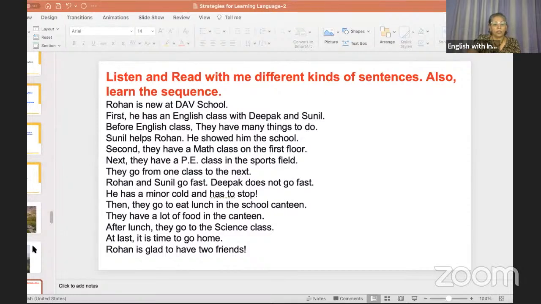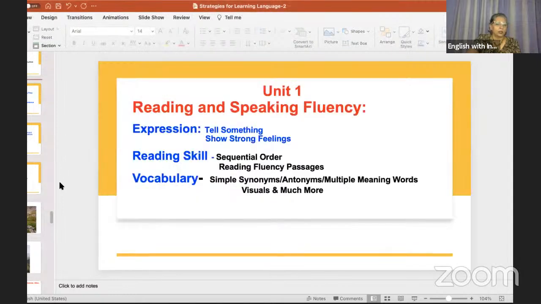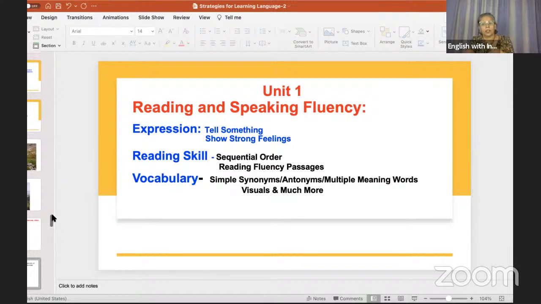And if you notice, in this reading we have a sequential order. Okay, so let's see. In the sequential order, things happen in order. Think about everyday activities in sequential order, right? What you do first, and then second, after that, or before that. So these words are the key words for the sequential order.